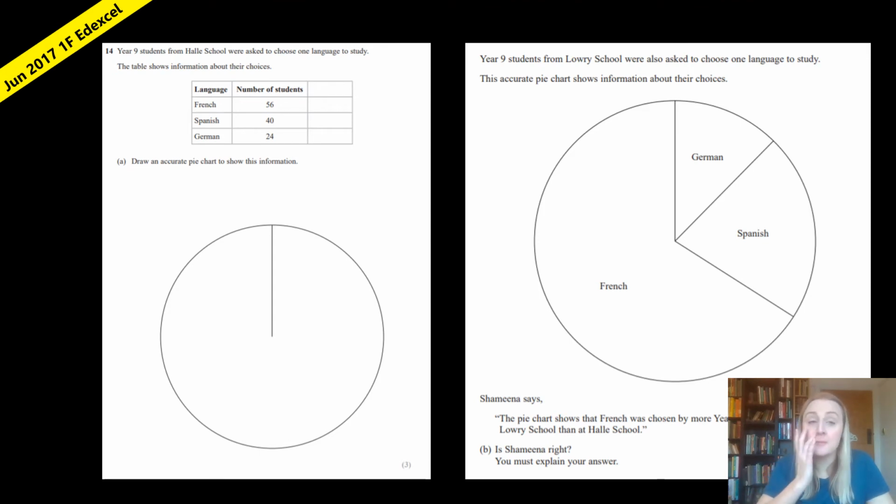Now, Edexcel also commonly features pie charts on their foundation tier, just like AQA does. And a typical example is one like this, where first they're being asked to draw a pie chart, they're given the frequencies, they're given a blank pie chart, and they're asked to complete it. And then we have a pie chart comparison here, where we have the pie chart the students have drawn and a pie chart to compare it to.